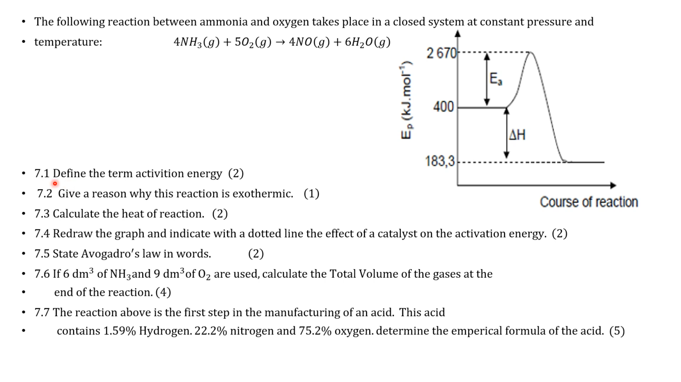7.1, by now in the third variation you should see this very common question. Define the term activation energy for 2 marks. If you study and know this definition and they ask it, you have 2 marks in the bag. Give a reason why this reaction is exothermic. Calculate the heat of the reaction, that's delta H, given to you in the drawing. Draw the graph and indicate with the dotted line the effect of a catalyst. The previous one we wanted to know how we use a catalyst, now we draw the effect of the catalyst.